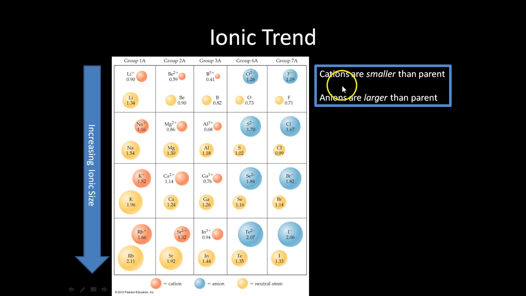So the ionic trend is that when cations are formed, they get smaller, or they are smaller than their parent atoms. And when anions are formed, they are larger than their parent atoms.